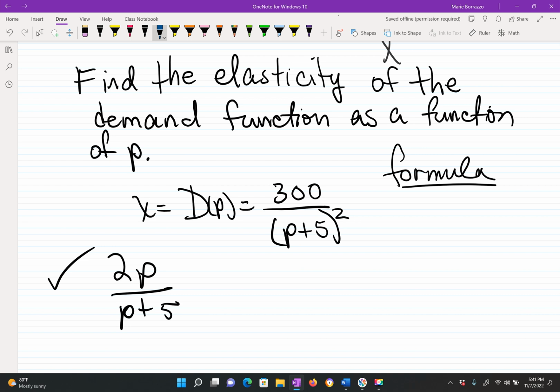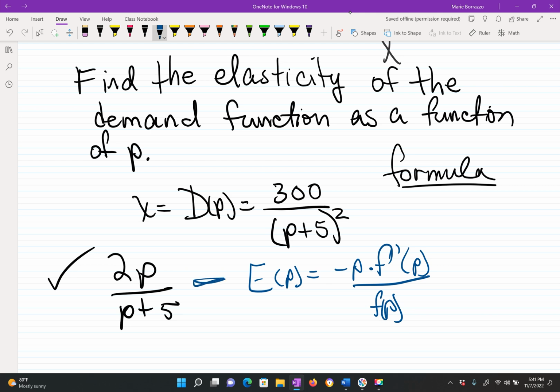Alright. So E of P is negative P times the first derivative of P over F of P. Good job. Which basically is what I just gave you. I am going to write down one question, but like I said, it's all over the internet. I don't want to include questions that I know that you guys, if we do the test online, can just look up. So I don't think that's cool.